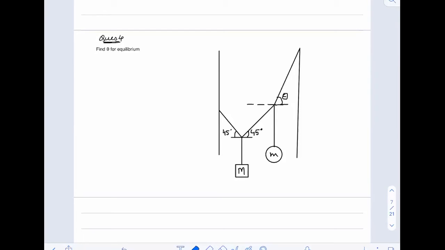Do it fast. For equilibrium, there are two conditions: the body should be in static equilibrium and in dynamic equilibrium. Dynamic equilibrium means the net force must be zero and the net moment must also be zero. Static equilibrium means the net force must be zero. So here just check for static equilibrium, no need to check the moment. Just check the total force in the x direction and the total force in the y direction. Balance that and you will get the value of theta here.